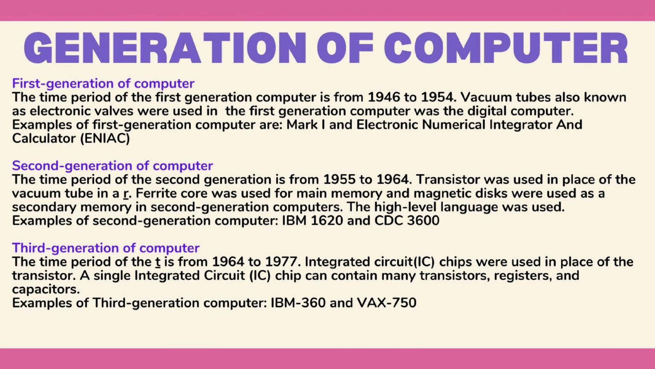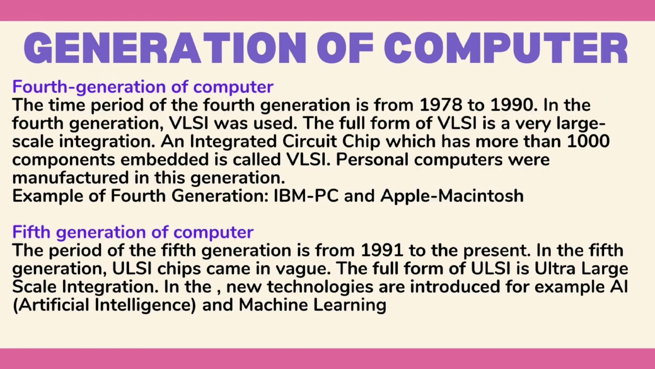Third generation of computer. The time period of the third generation is from 1964 to 1977. Integrated circuit, IC, chips were used in place of the transistor. A single integrated circuit, IC, chip can contain many transistors, registers, and capacitors. Examples of third-generation computer: IBM 360 and VAX 750.